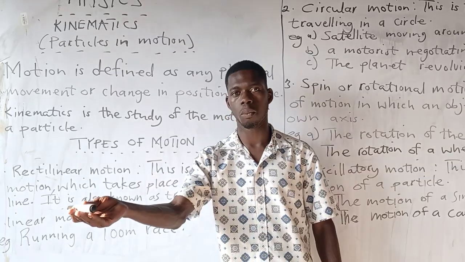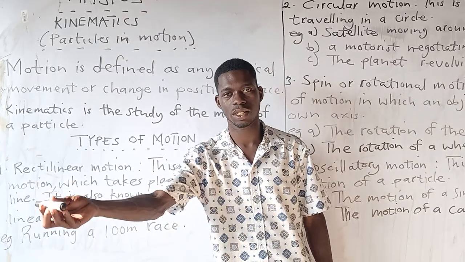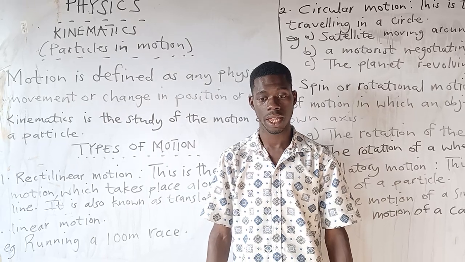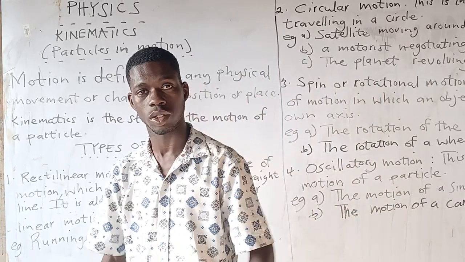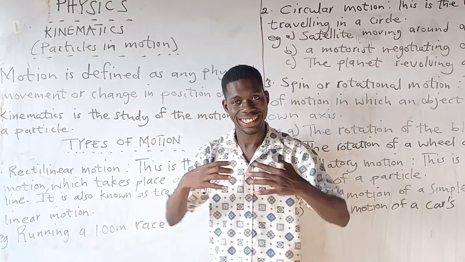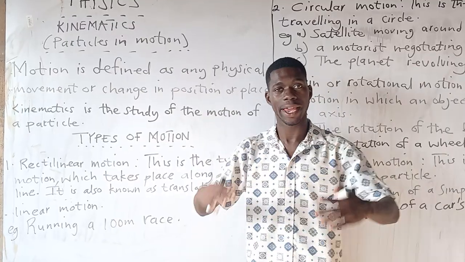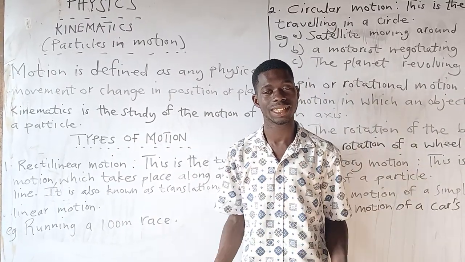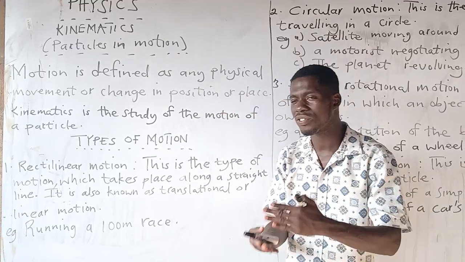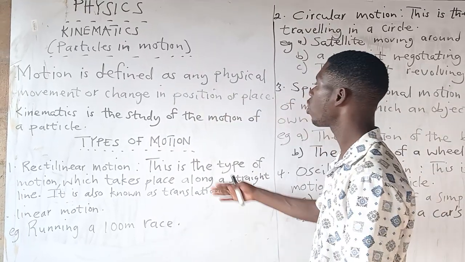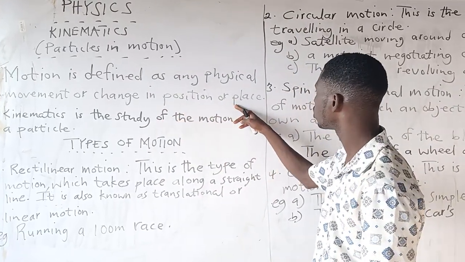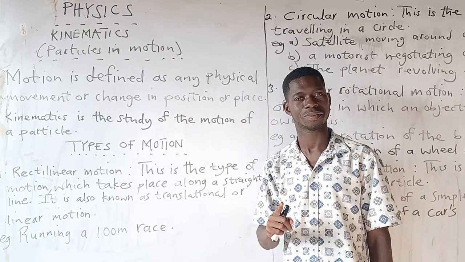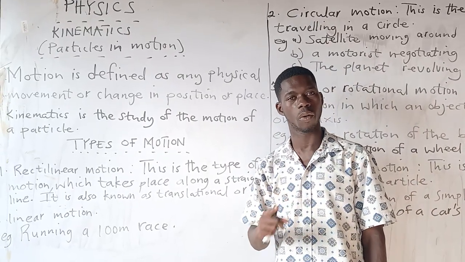I'm holding this one. If I throw it, motion has taken place because it will move. I'm standing here. If I move, it means motion has taken place. So motion is talking about movement. That's why you define motion as any physical movement or change in position or place. So that's the definition for motion.